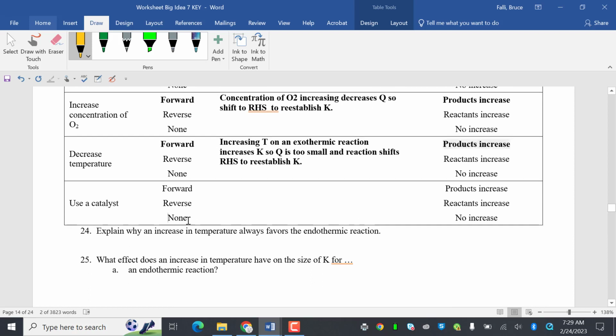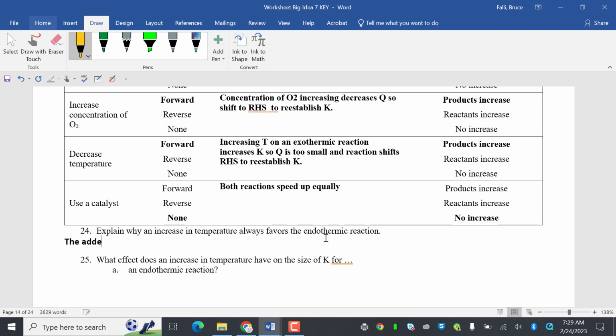Using a catalyst, none. Both reactions speed up equally. No increase. Experimental increase in temperature always favors the endothermic reaction. The added energy impacts the endothermic reaction more as it has a higher EA.